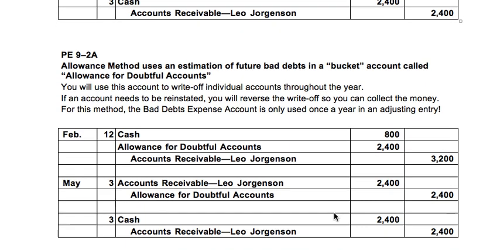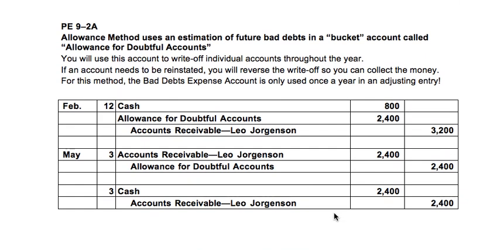Now let's look at 9-2A. 9-2A is the journal entries for the allowance method. The allowance method uses an estimation of future bad debts in a bucket account called Allowance for Doubtful Accounts. You will use this account to write off individual accounts throughout the year. If an account needs to be reinstated, you will reverse the write-off so that you can collect the money. For this method, the bad debt expense account is used only once a year, in an adjusting entry.